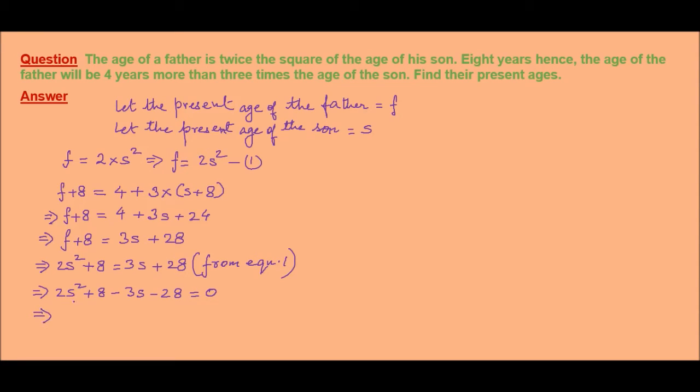This can be simplified further and we will be getting this form of quadratic equation. It is 2S square minus 3S minus 20 is equal to 0. Now we have to solve this quadratic equation in order to get the value of S.